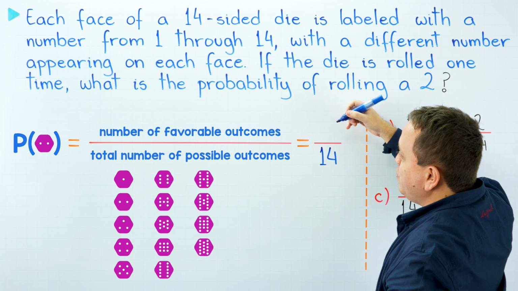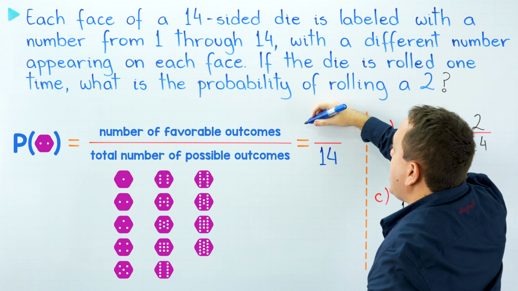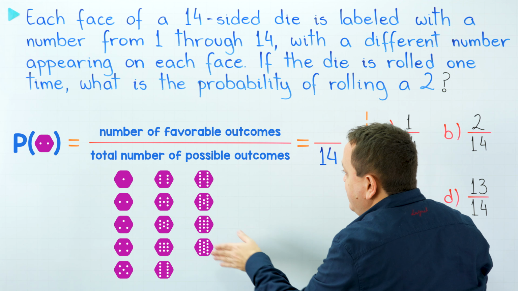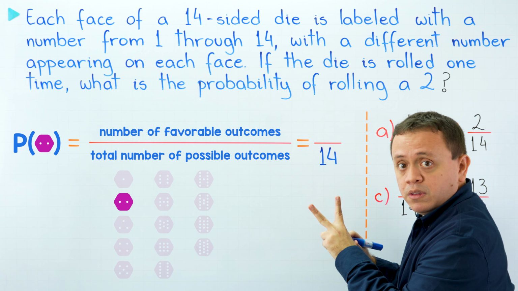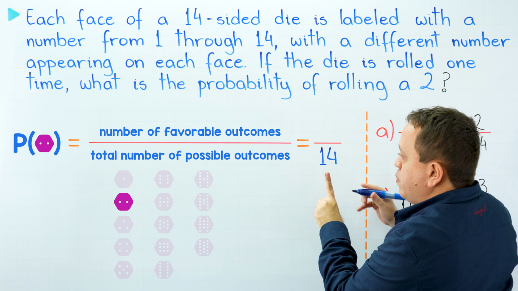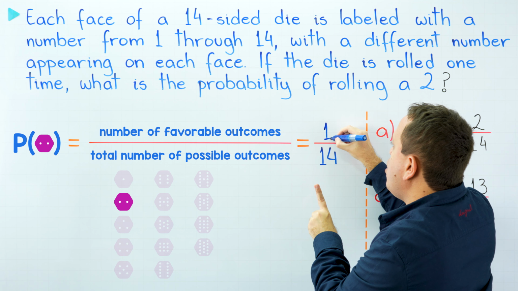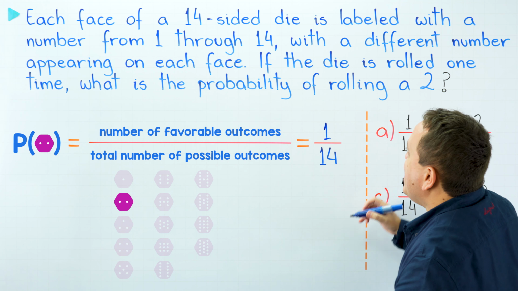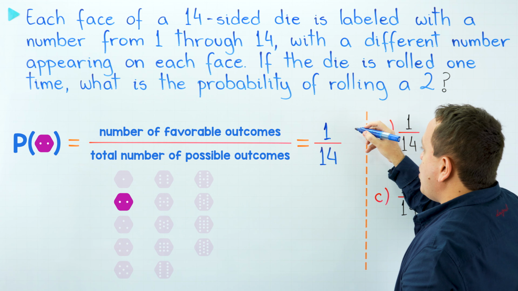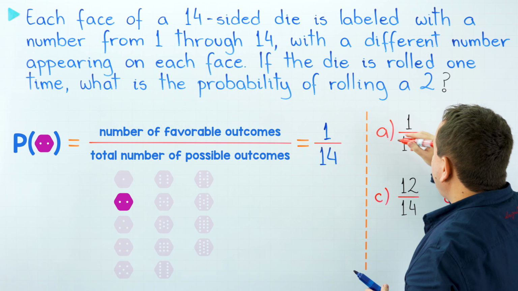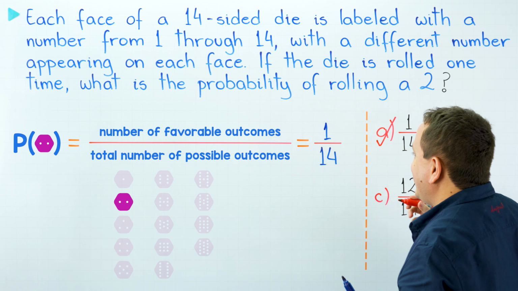And now we're going to focus on the number of favorable outcomes. In how many of these outcomes do we get a 2? In only one outcome. That's right, in only one outcome. So I'm gonna write that one over here. That's it, we're finished. The probability of rolling a 2 is 1/14. The choice A is the correct answer.